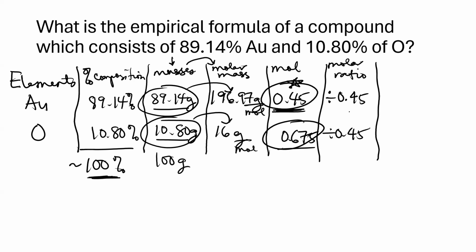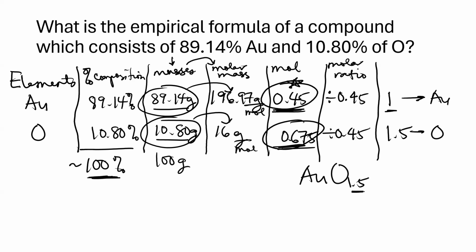So when we divide the mole values by 0.45, we get 0.45 divided by 0.45, that would be 1. And 0.675 divided by 0.45, that would be 1.5. The 1 corresponds to the subscript of gold, and 1.5 corresponds to the subscript of oxygen. So if we write that down, we have AuO1.5.